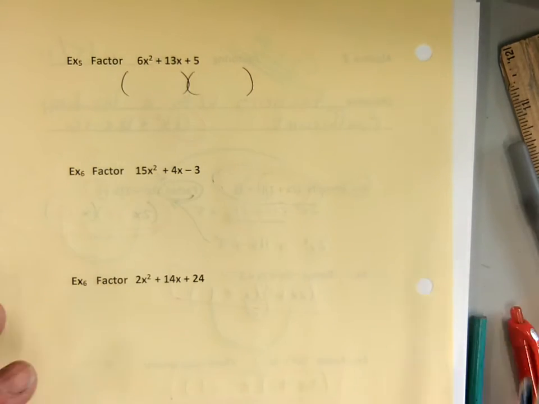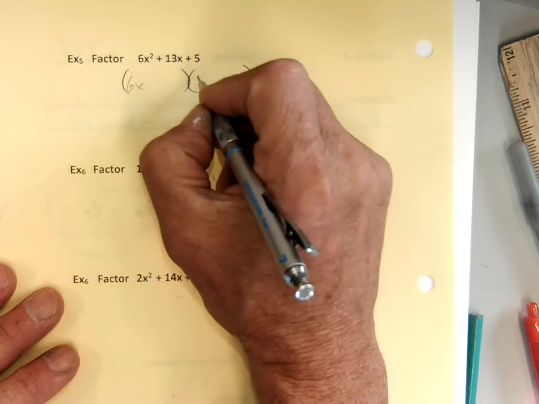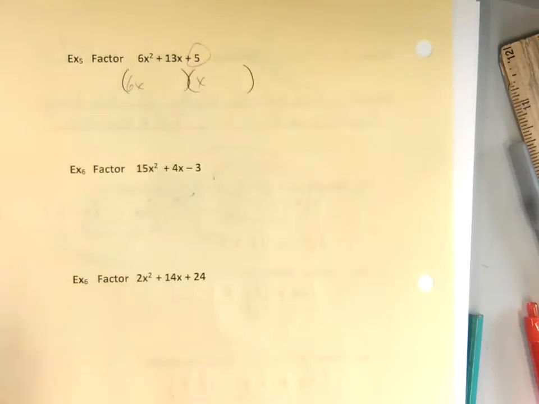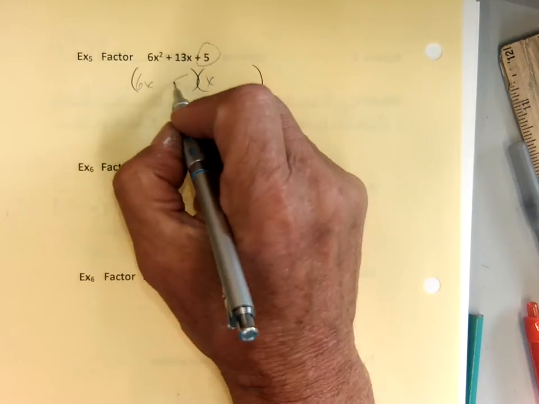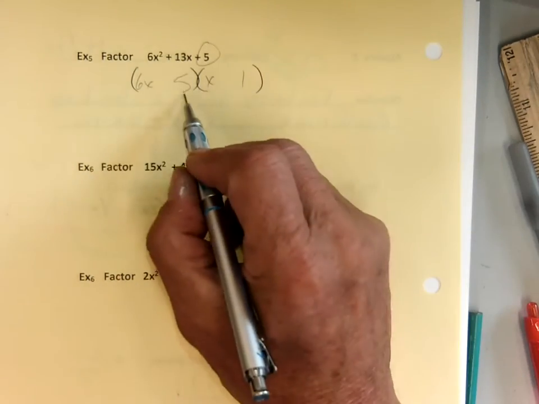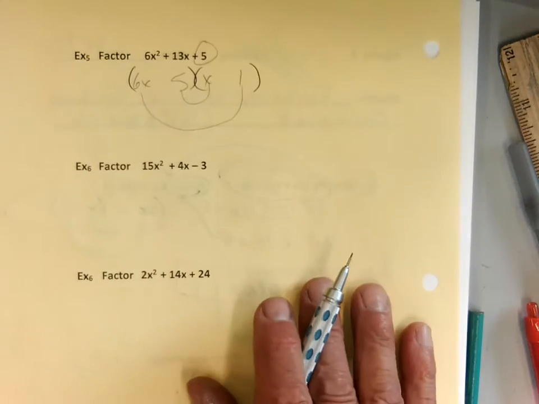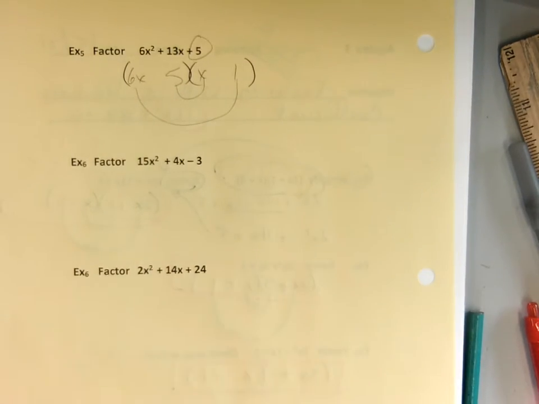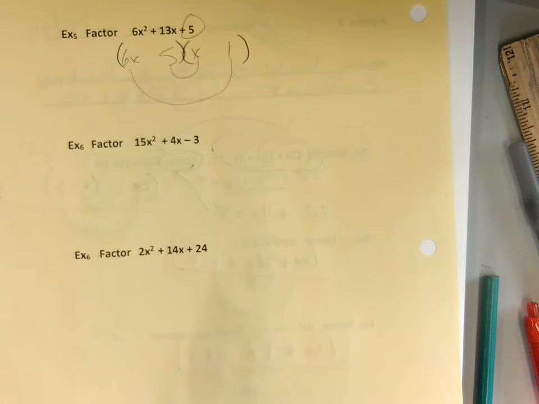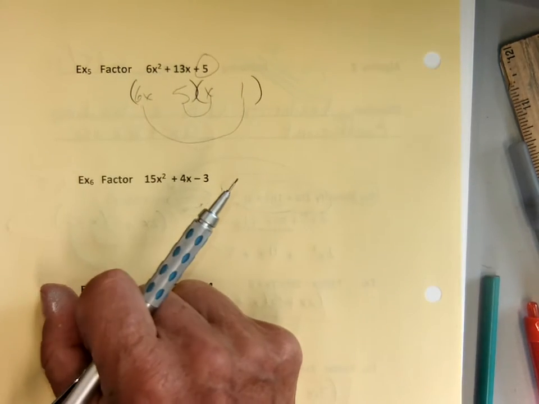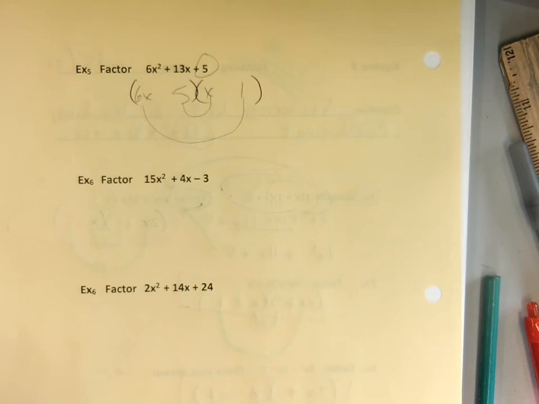Okay, 6 and 1, 6x, 1x. What times what makes a 5? 5 times 1. So are we right? I'm going to get an 11. You guys see the 11? So, Luke, thank you for volunteering. 6 and 1 doesn't work. What else do you want to try?